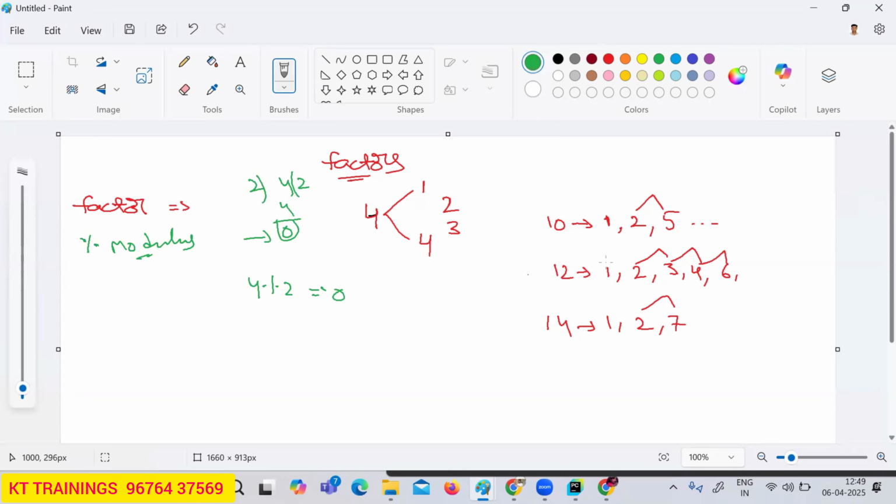After that, please observe carefully. For every number, we have to check factors only up to half. For 10, up to 5 is enough. For 12, up to 6. No need to check 7, 8, 9 and all those. For 14 also up to 7. Up to the middle number is okay. Am I clear? Up to the middle number, we have to check every number.